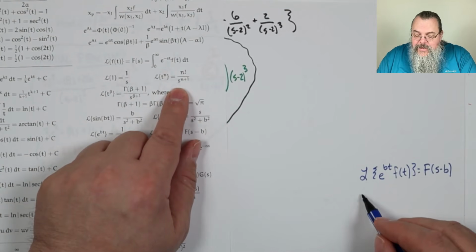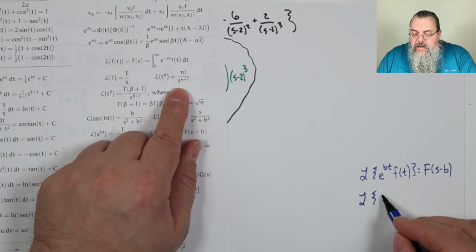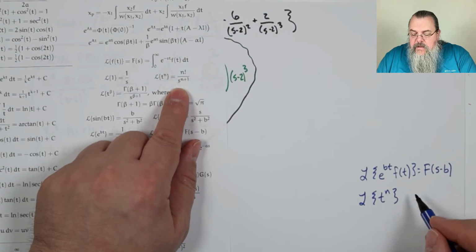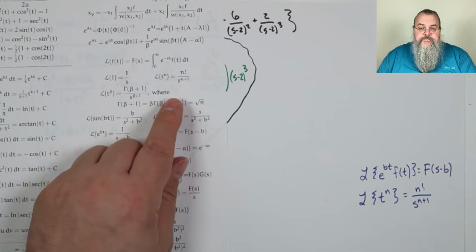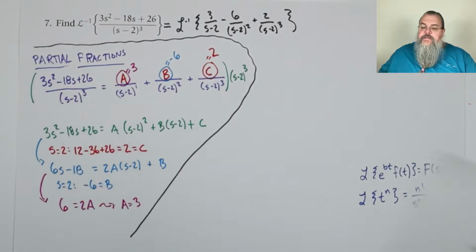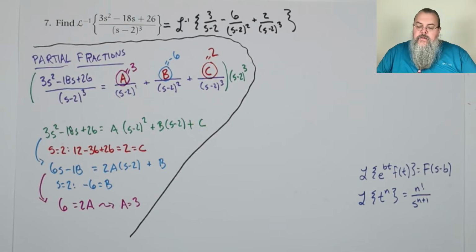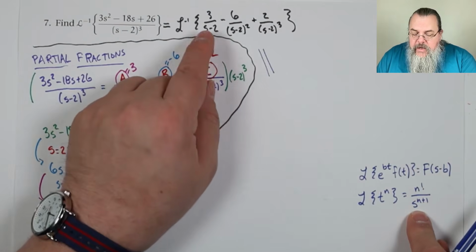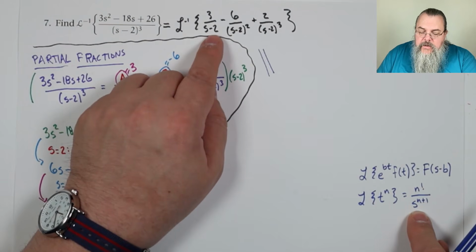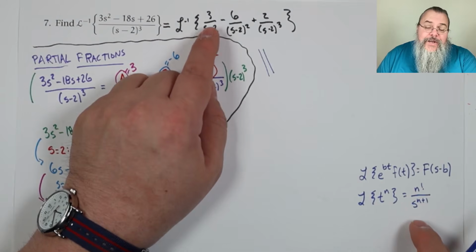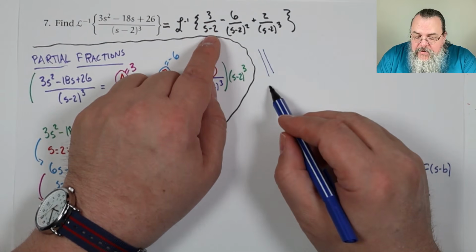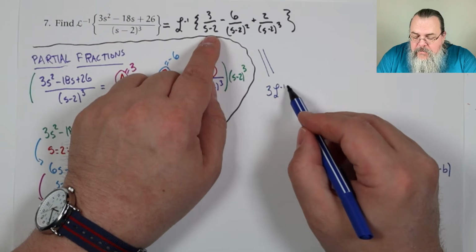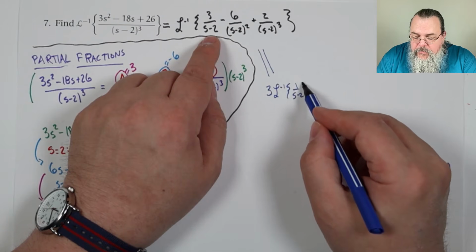Here's another rule. Let's write that rule down. If we have t to the n, that looks like n factorial over s to the n plus 1. So here's the idea. Let's see what we have. We want to make these pieces match here. So s minus 2, well, actually that one we can just use, there's a nice formula for exponential function. So I'm just going to say that's 3 inverse Laplace 1 over s minus 2.